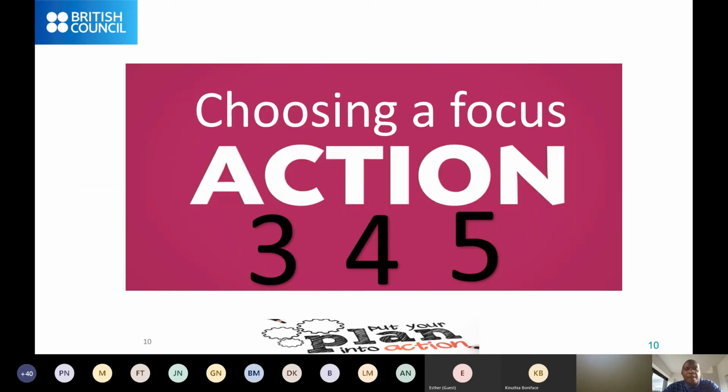Therefore, we have to choose a focus of action. And when we are selecting what to do, I'll give you a 3, 4, 5 approach, which you might find useful. But if you have another alternative way to do it, you can also share with us in future so that we can learn from you. So here we'll be talking about the 3, 4, 5 approach of focusing on our action plan.